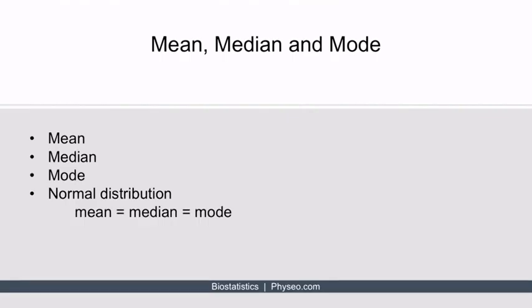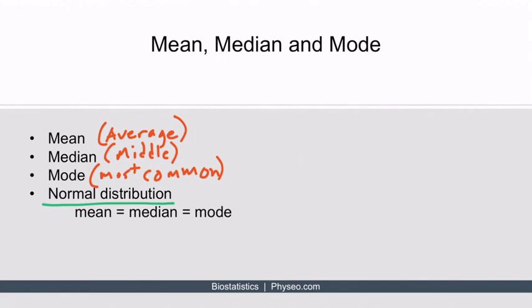Let's start off by talking about the mean, median, and mode. The mean is the average number in a data set. The median is the middle number of a data set, and the mode is the most common number in the data set. With normal distribution of data, so a normal distribution curve, a bell curve, or Gaussian curve, the mean, median, and mode all equal each other, as you can see here.